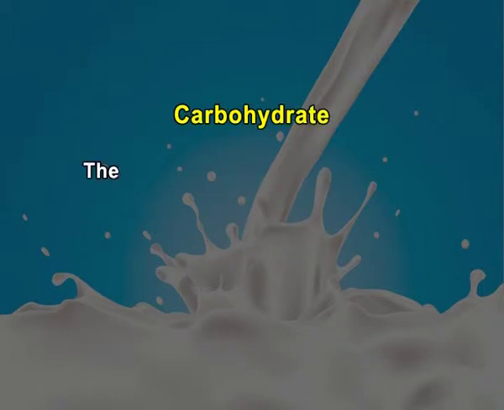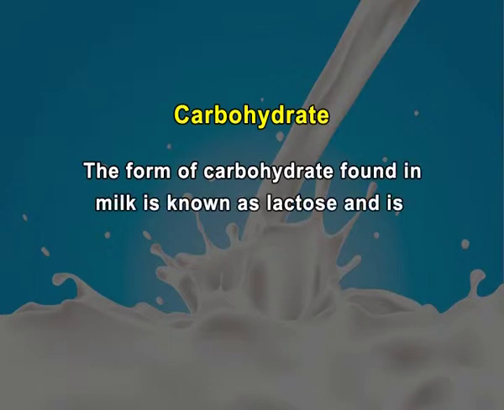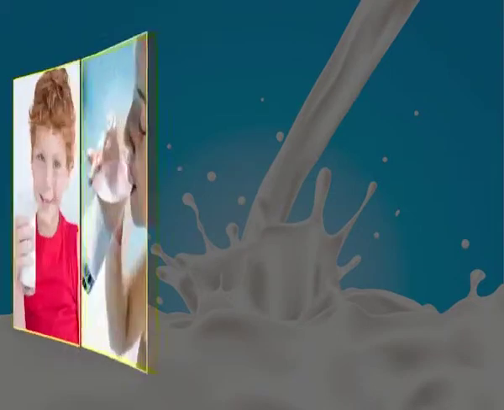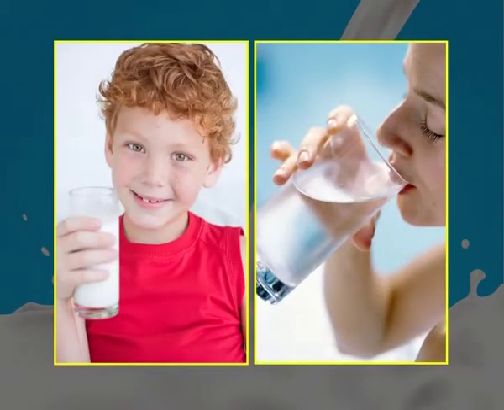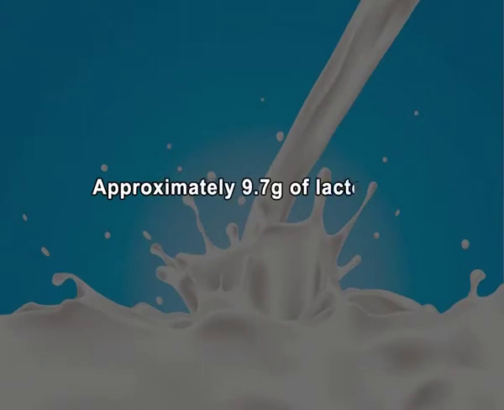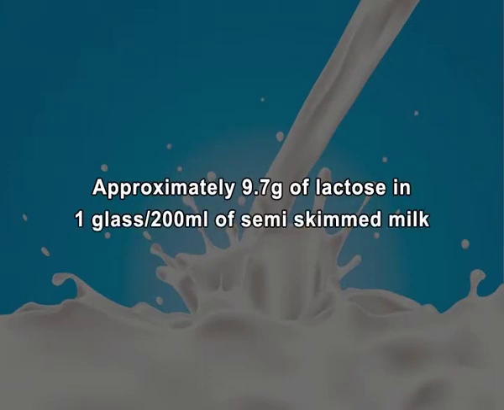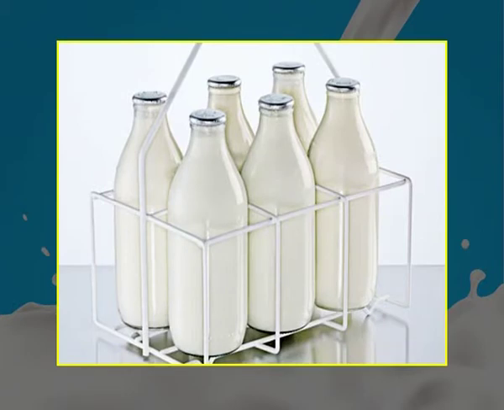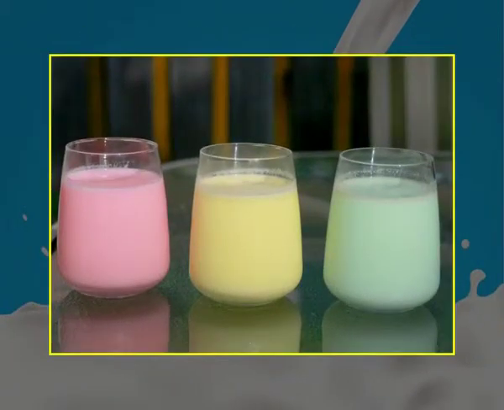Carbohydrate in milk. The form of carbohydrate found in milk is known as lactose and is the least damaging sugar with regard to tooth decay. For this reason, plain milk and water are the only two drinks recommended by dentists to be safe to consume between meals. There is approximately 9.7 grams of lactose in 1 glass of 200 ml of semi-skimmed milk. Plain milks contain no added sugar, but flavored milks may contain varying amounts of added sugar depending on the product.